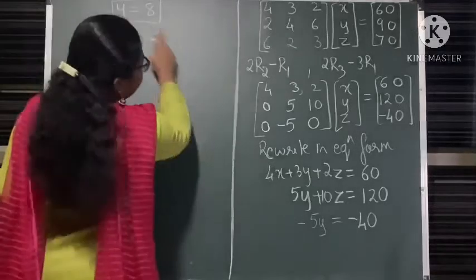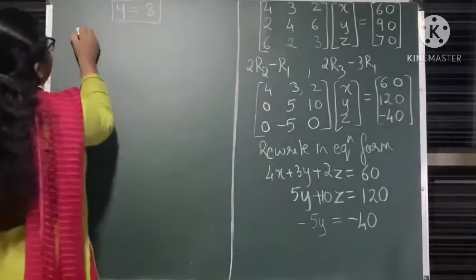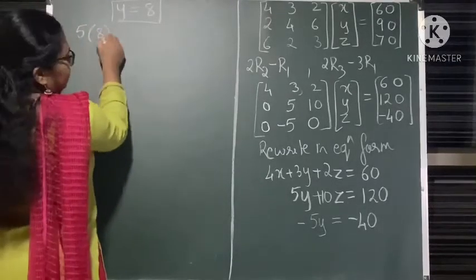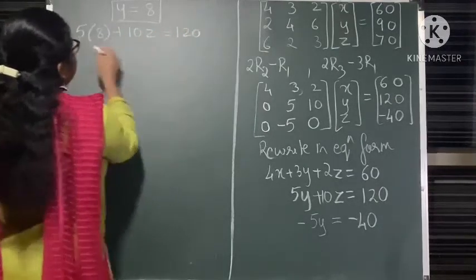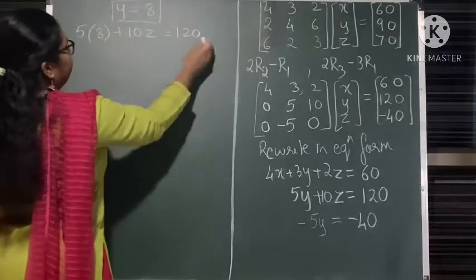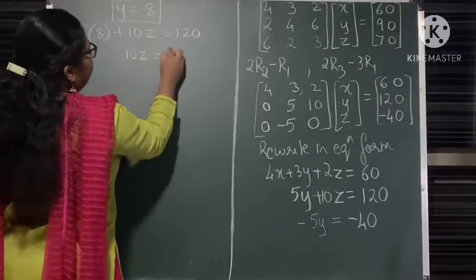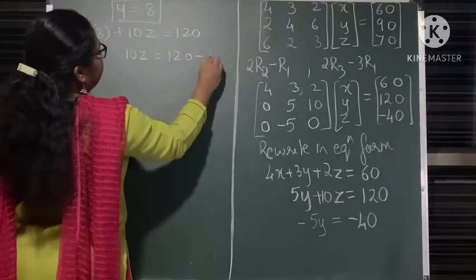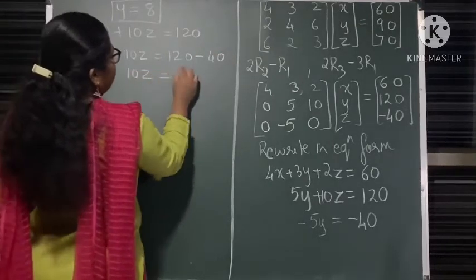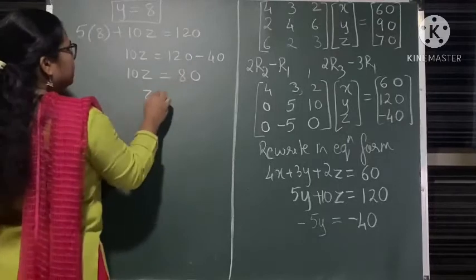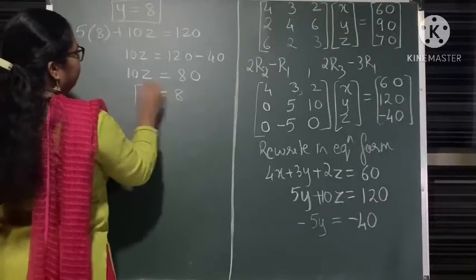Now substitute this y in the second equation. So 5 into 8 plus 10z equal to 120. 5 8s are 40. It will go this side. So 10z equals 120 minus 40. So 10z is equal to 80. So z equal to 8.